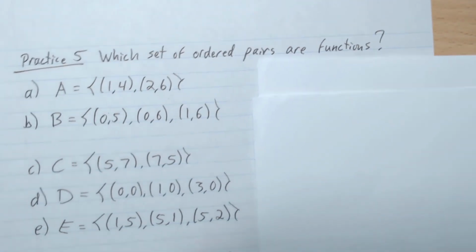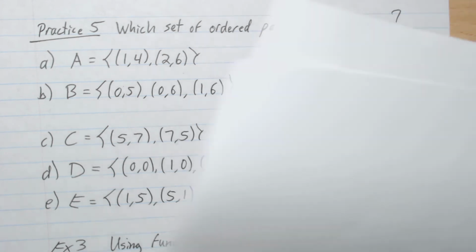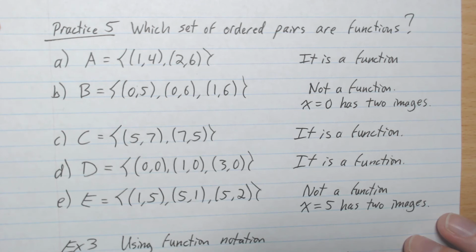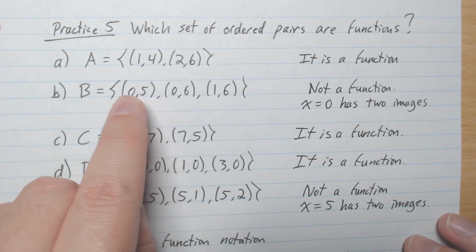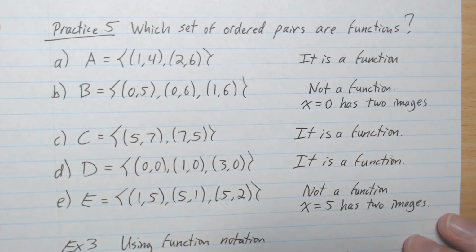Okay, practice number 5. Which set of ordered pairs are functions? A, B, C, D, E. Go ahead and pause the video and answer that. Okay, we're back. So A, it is a function. B, not a function, right? 0 being sent to 5 and 0 being sent to 6, right? So x equals 0 has 2 images, therefore it's not a function.